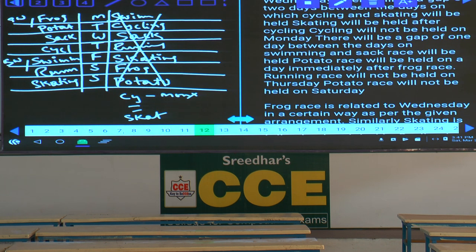This is the order in which these seven events are going to be conducted on these seven different days. And this is about question numbers 12 to 17. Then question numbers 18 to 23.